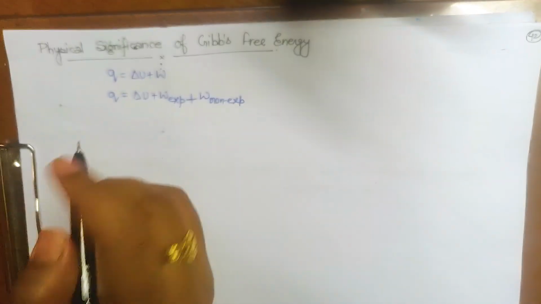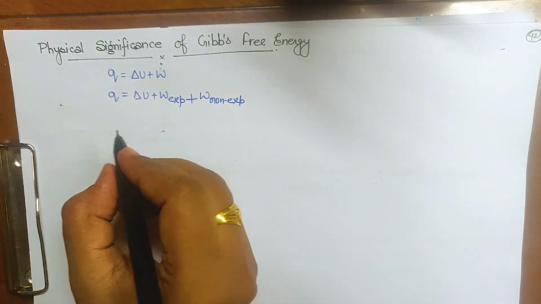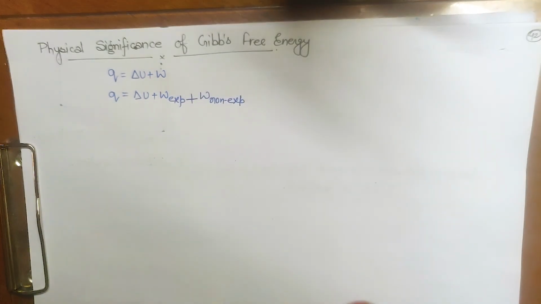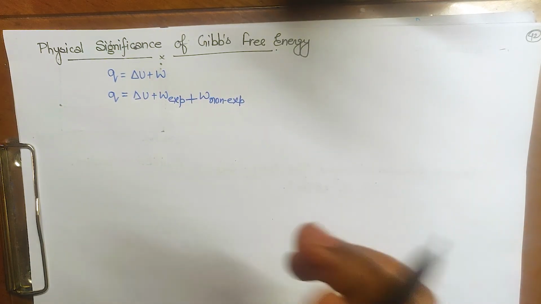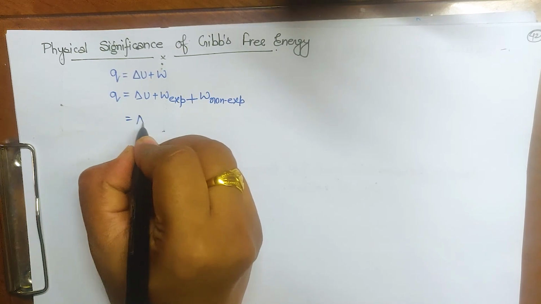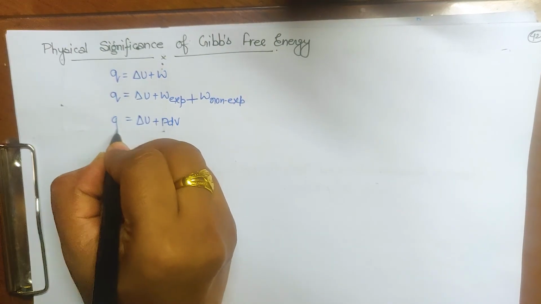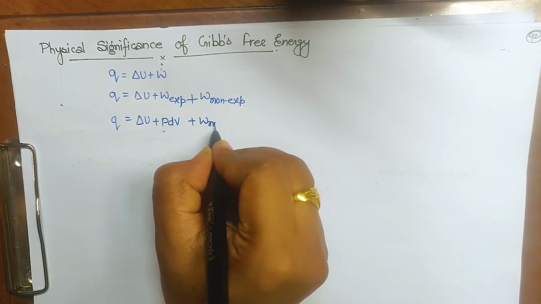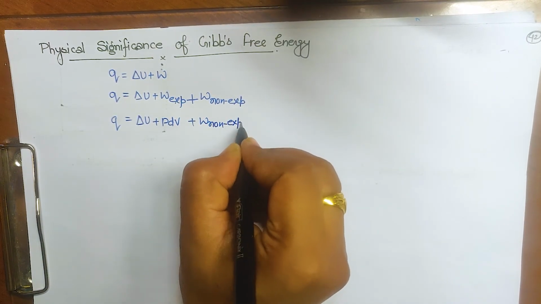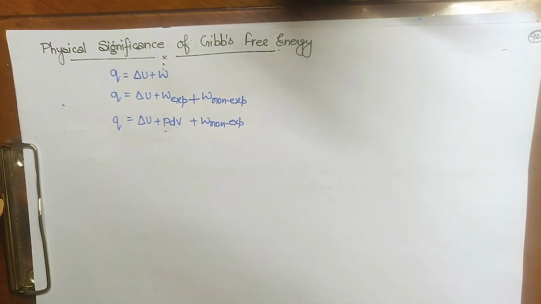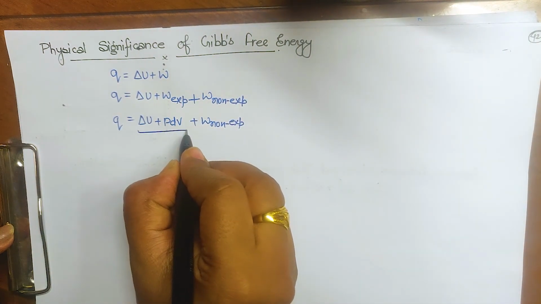I will write it over here. Now we know what the formula for W expansion is: PdV. Yes. So we can write delta U plus PdV plus W non-expansion. Any problem in this? Yes. Now what is this value?